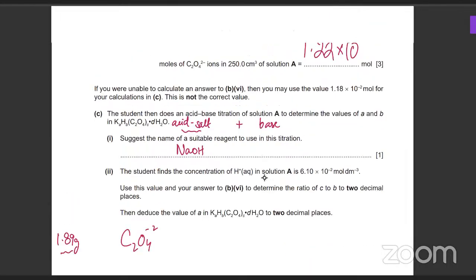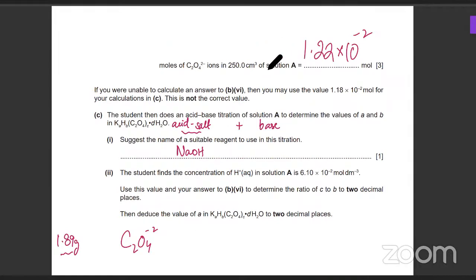And in that 1.89 grams, we made it into a 250 cm3 solution. We figured out that we have 1.22 times 10 to the power minus 2 moles. So we figured out the moles in that 1.89 gram C2O4.